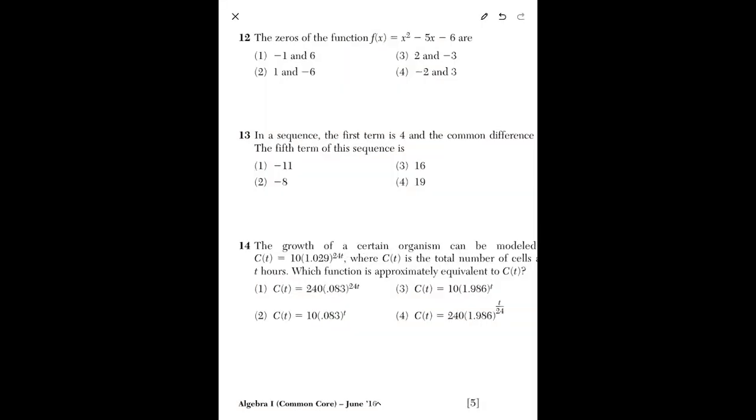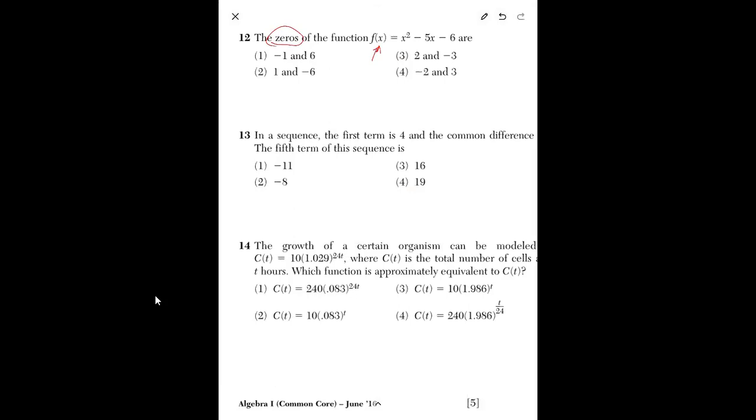Now, this is how you will see it sometimes. It says the zeros of the function x squared minus 5x minus 6, and they want us to find them. Now, here's an easy way to do it. You can always just graph this function and then just look to see where it crosses the x-axis. That's one way to do it, but I also want to show you another feature that you can use.